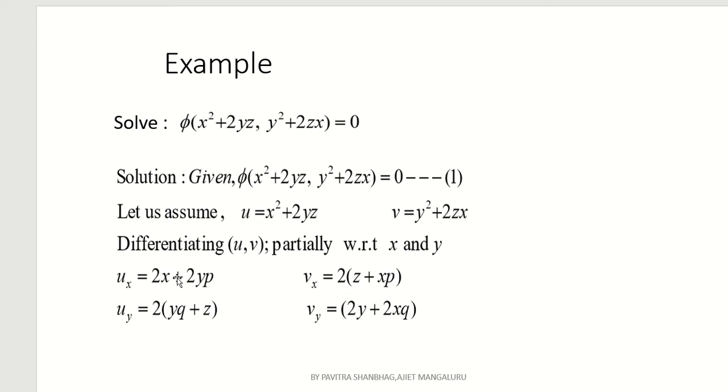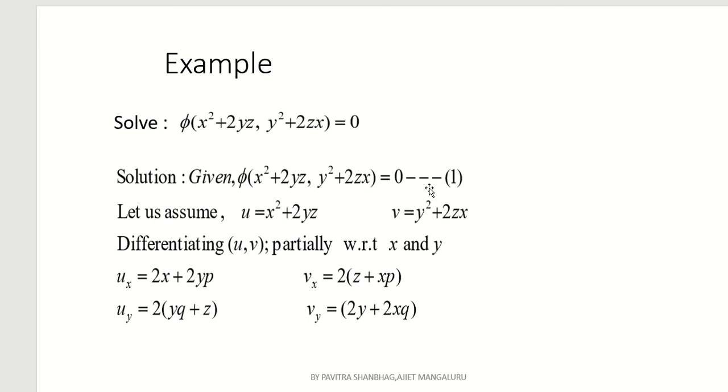Differentiation of x square is 2x plus, here with respect to x means 2y into dou z by dou x, that is p. So 2x plus 2yp. Similarly, what is uy? Here 0 plus here 2 constant, keep outside. Product of these two, because y into dou z by dou y plus z into 1, that is y into q plus z into 1.